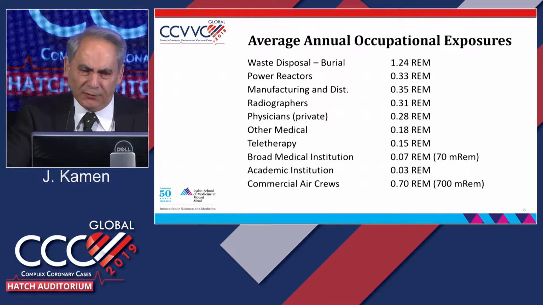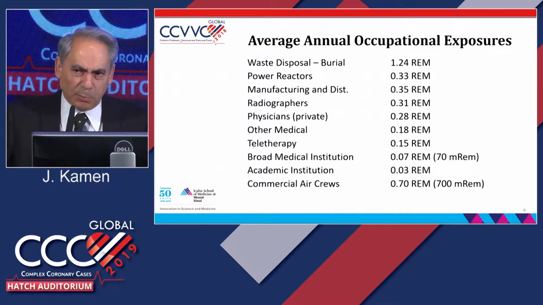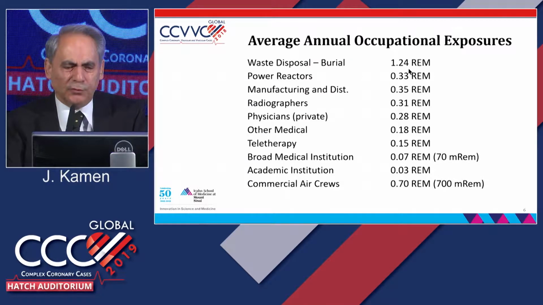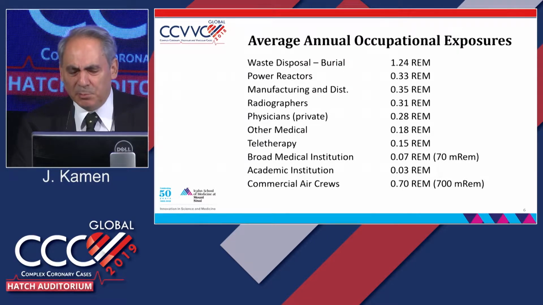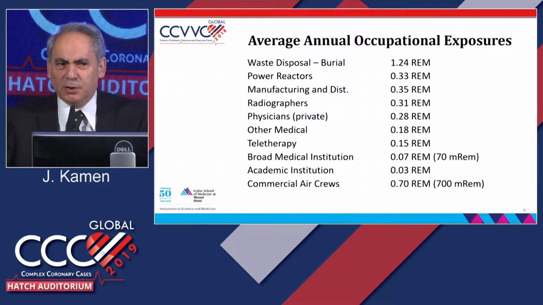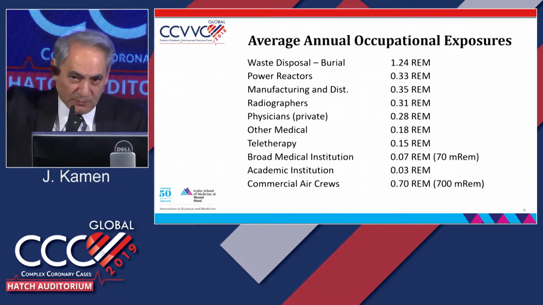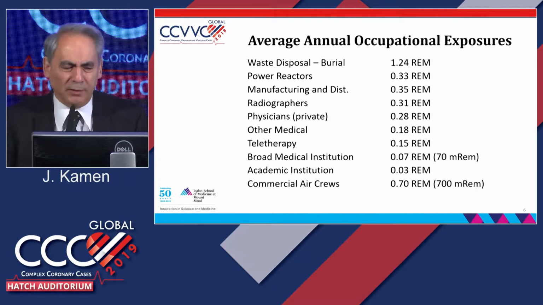On the other hand, in different types of work, you get different radiation exposure. If you work in a waste disposal burial, you get 1.24 rem per year. If you work as a pilot, you get 700 millirem per year. If you work in a medical center, you get 70 millirem per year. So someone tell me why a pilot gets 10 times more than a nurse in a hospital. Can anybody tell me why? What is in his job that gives him 10 times more radiation? Right? The higher you go, the higher the background radiation is.